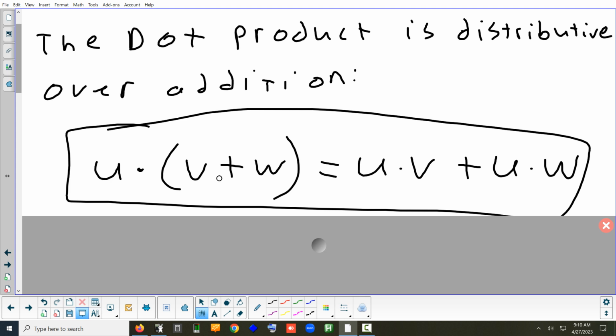So if you had 2 vectors to add up and then find a dot product, you can do it 2 different ways. You can add the vectors together first, get the answer, and then find the dot product. Or find the dot product with the first one, find the dot product with the second one, and then add those 2 results together at the end. It works both ways. So at least for dot product, we know the distributive property works and the commutative property works. Those are really the only 2 that we're going to talk about.